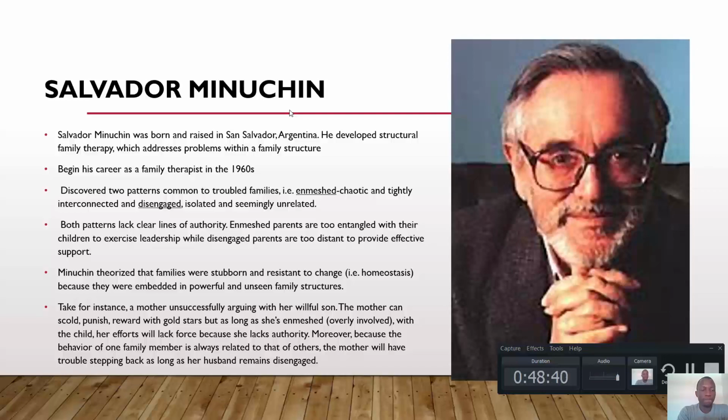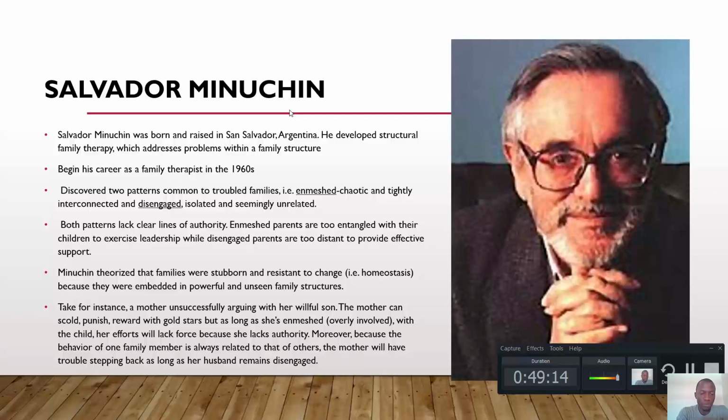Minuchin theorized that families were stubborn and resistant to change as well, which is homeostasis, back to Murray Bowen, because for Minuchin, he believed that families were embedded in a powerful and unseen kind of structural battle, kids fighting to be the head of the family and dad proving his power, and mom also proving her power, I guess.